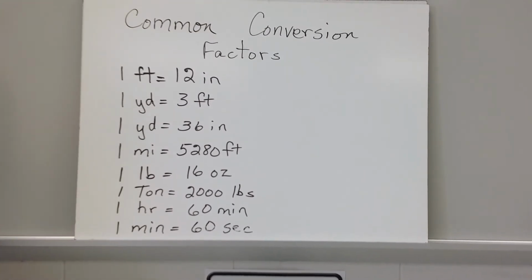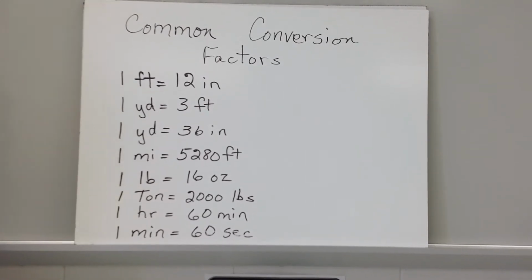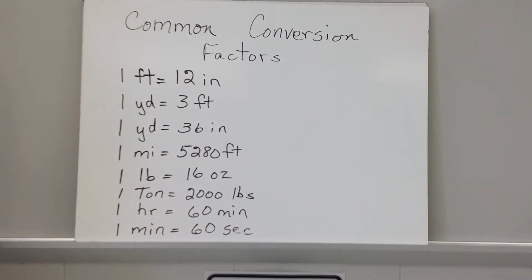And then we have our time units that you need to know. 1 hour is 60 minutes. 1 minute is 60 seconds. There are other conversion factors that you may use at some point in time. These are the most common.